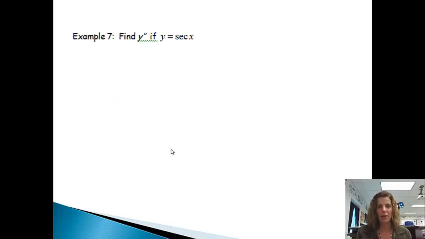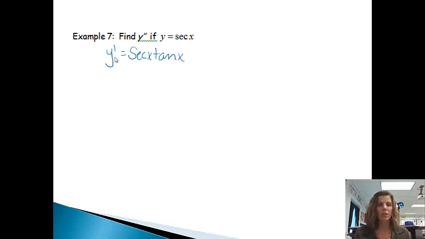So now let's do some examples. This one says, find y double prime if y equals secant x. So we would like to take the derivative 2 times. So the first time, we know that y equals secant x. My y prime, knowing the rules for secant x, the derivative of secant x is secant x tangent x. So notice if you know your rules, it's a very simple problem.